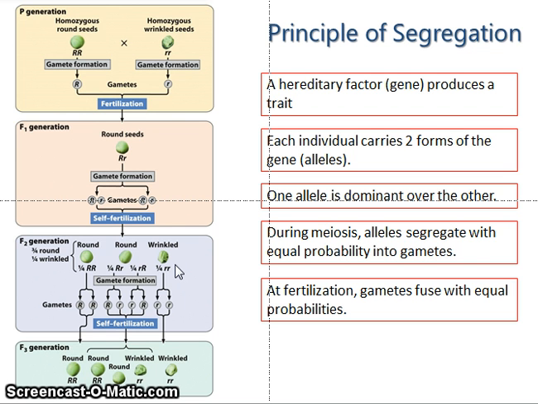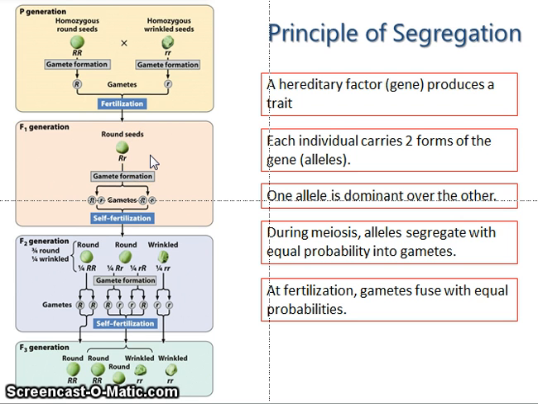And so he concluded 5 things. First, that a hereditary factor, some factor, produces a trait that is inherited. Second, each individual carries 2 forms of the gene. We now call these alleles. Our different alleles are causing our different phenotypes. One of these alleles is dominant over the other. This means that in the hybrid, in the heterozygote, the dominant allele masks the phenotype of the recessive allele.